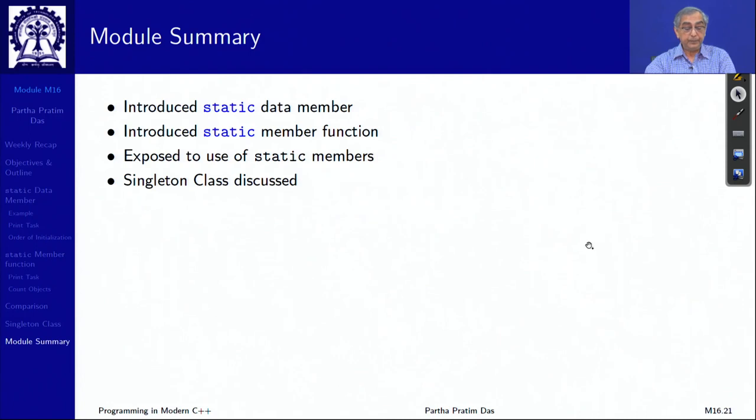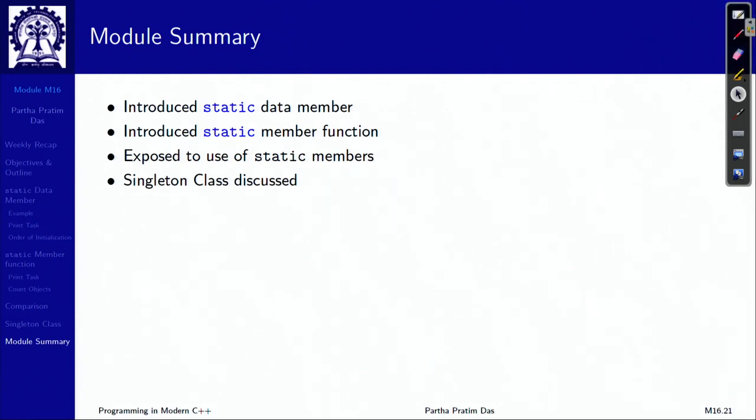So, this brings us to the conclusion of module 16, where we have introduced static data members and static member functions and discussed the use of static members in the C++ design, and particularly discussed the singleton class design pattern. Thank you very much, and we will meet in the next module.